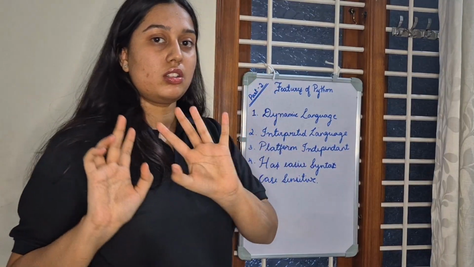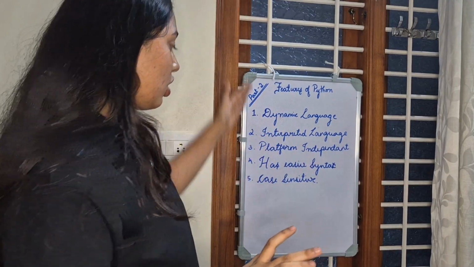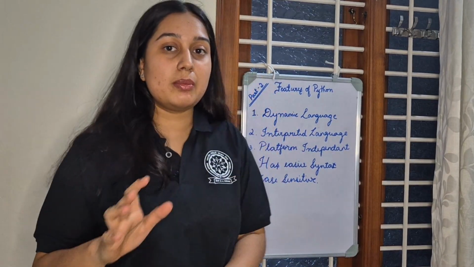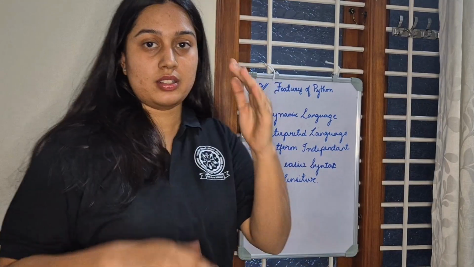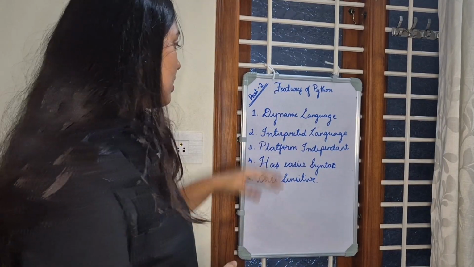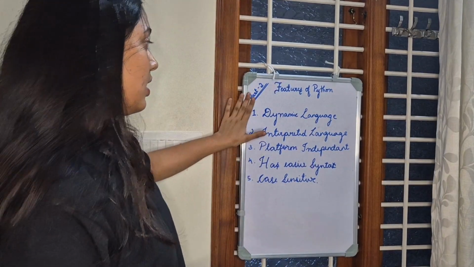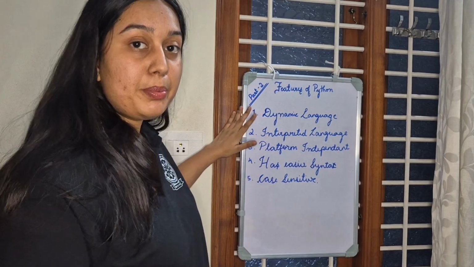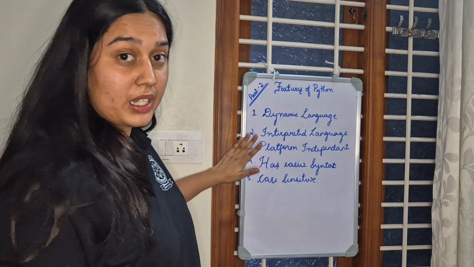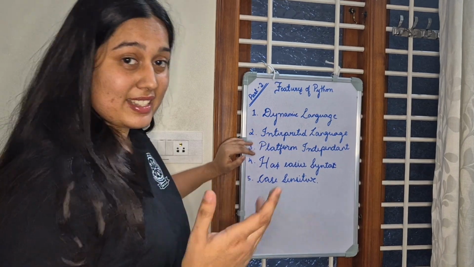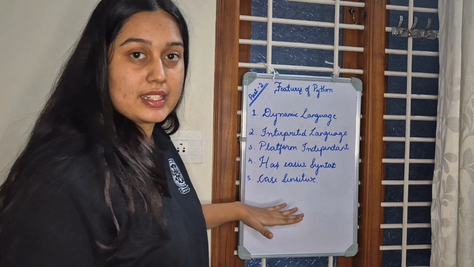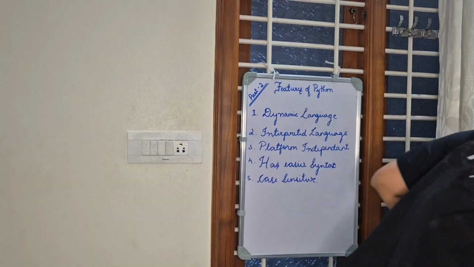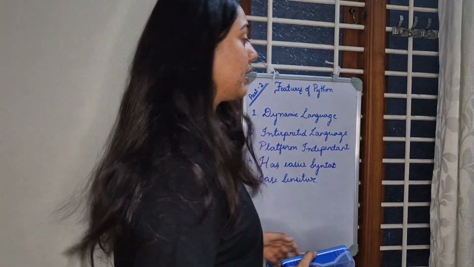So what I want you guys to do is first jot down these points, so that I can explain each point in depth. These are the first 5 points. Features of Python include dynamic language, interpreted language, platform independent, easier syntax, and the last one is case sensitive. So let's get into it and start explaining it one by one.